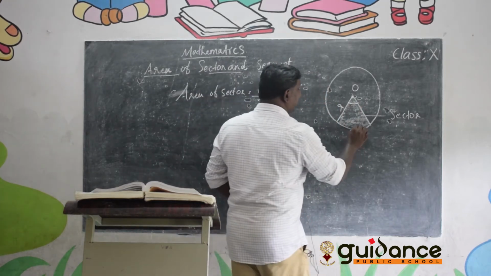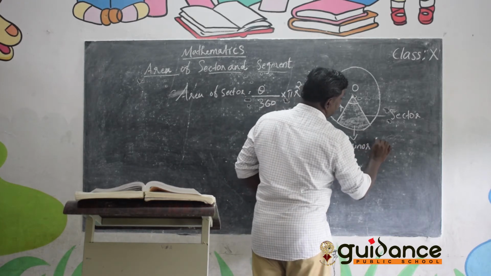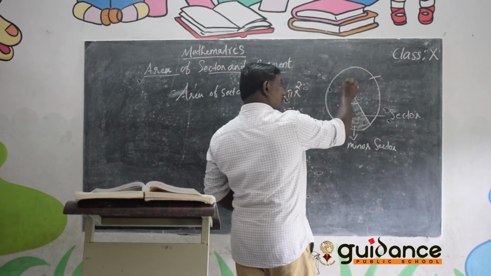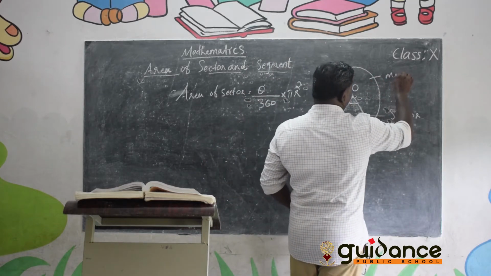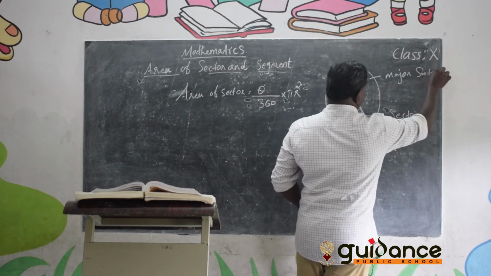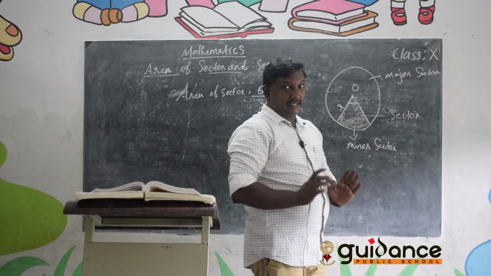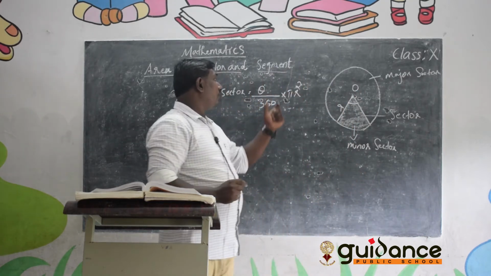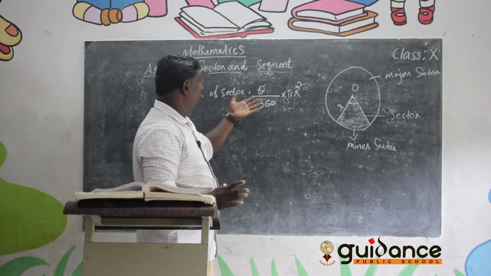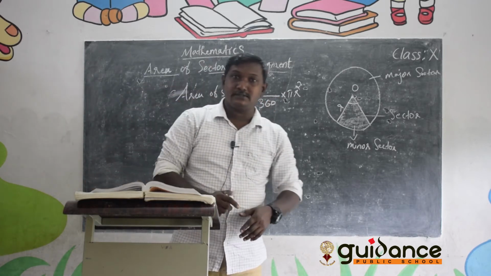This sector we can say is the minor sector. The unshaded portion will be the major sector. This is the minor sector and this is the major sector. So this way we can find out the area, just by using this equation, theta by 360 into pi r square.